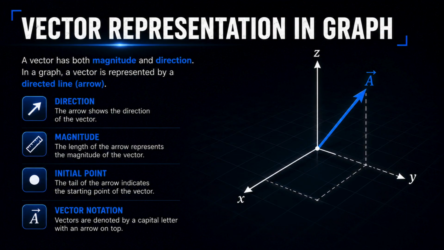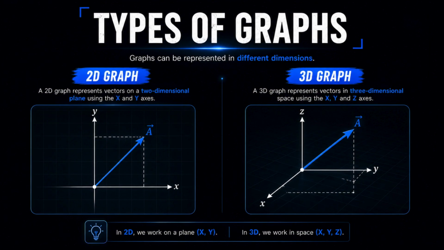Vectors are usually denoted by a capital letter with an arrow above it, such as A, to distinguish them from ordinary quantities. This graphical representation makes it easy to visualize how vectors behave and how they describe motion, forces, and positions. Vectors can be represented in different dimensions depending on the situation.